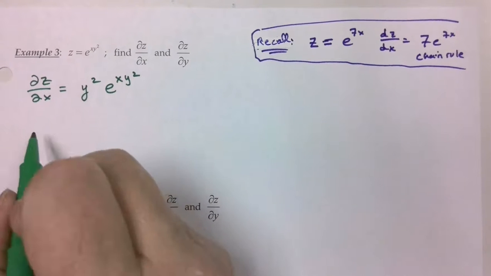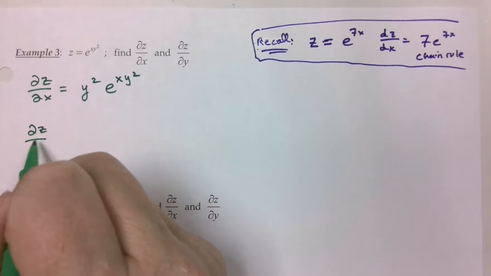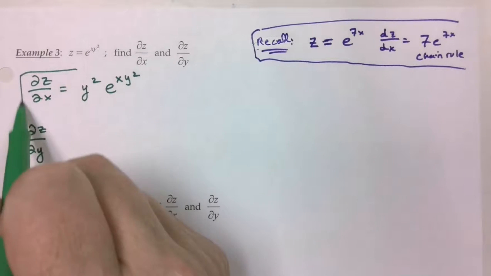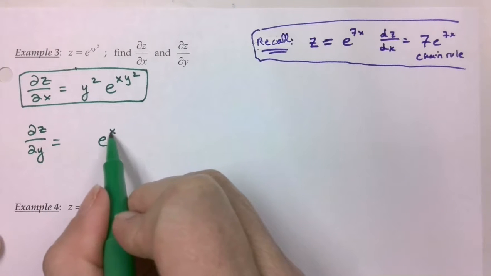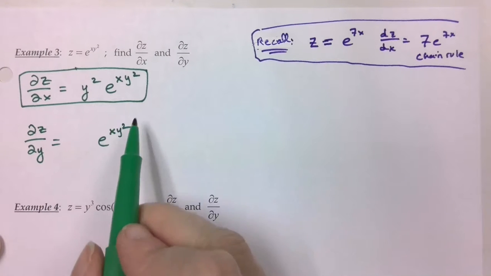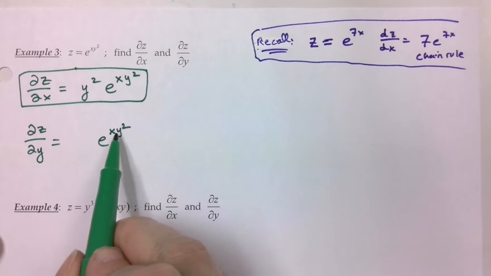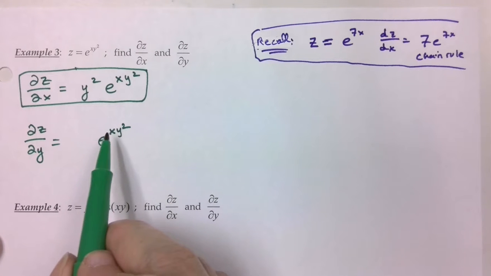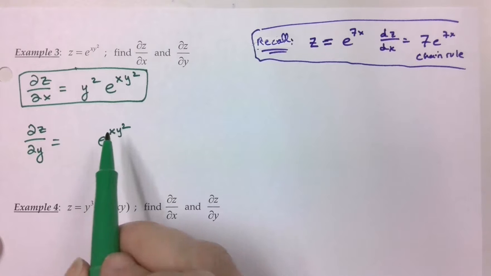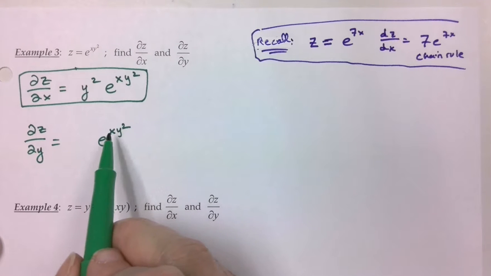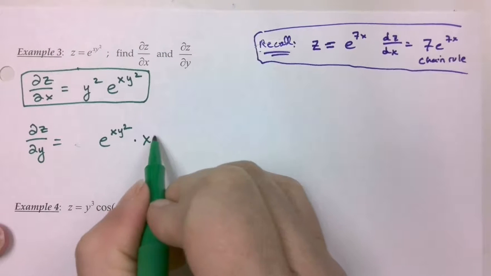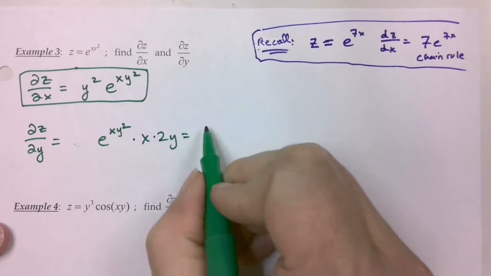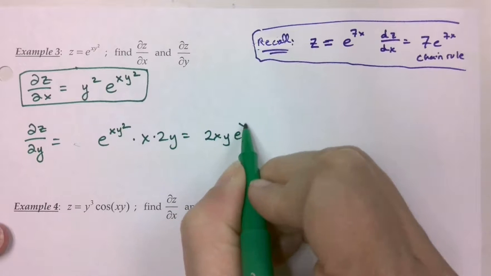All right, now what about the derivative of z with respect to y? Okay, well again, the derivative of e to the xy squared is going to be e to the xy squared. And the derivative of this bit with respect to y, so you imagine the x is constant, like 3. What would you do? Well, you'd make it 3 times 2y. So it would be times x times 2y. In other words, it's 2xy e to the xy squared.